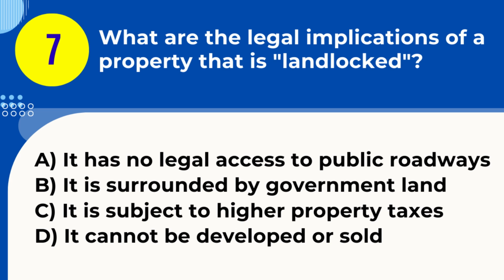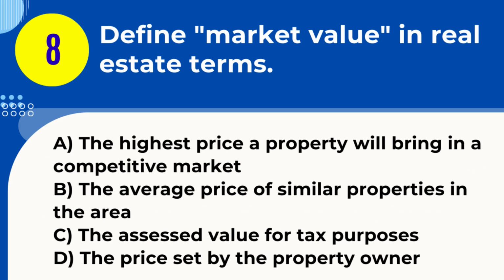Question 7. What are the legal implications of a property that is landlocked? A. It has no legal access to public roadways. B. It is surrounded by government land. C. It is subject to higher property taxes. D. It cannot be developed or sold. Answer. A. It has no legal access to public roadways. Explanation. A landlocked property is one that does not have legal access to a public road, impacting its accessibility and possibly its value.